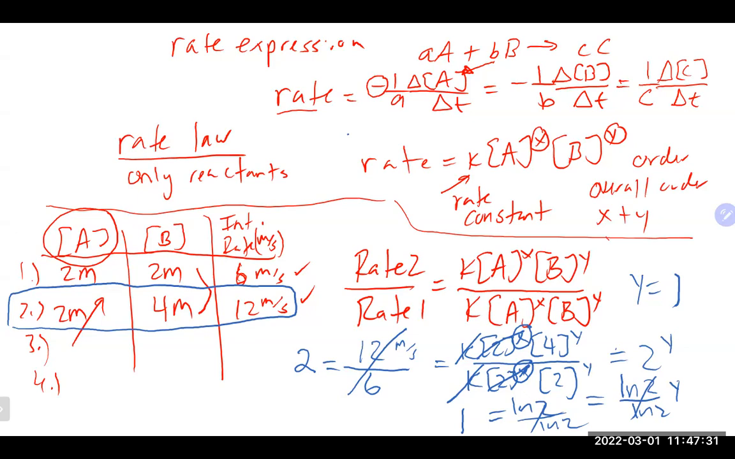But again, in a lot of cases, if you take that larger rate up on top, you'll get more whole numbers. If you do it the opposite way, you will get decimals, and then you probably need to do the natural log of both sides and divide it out. Any questions on that? By doing this, what this basically would tell us is the order with respect to B would be first order.